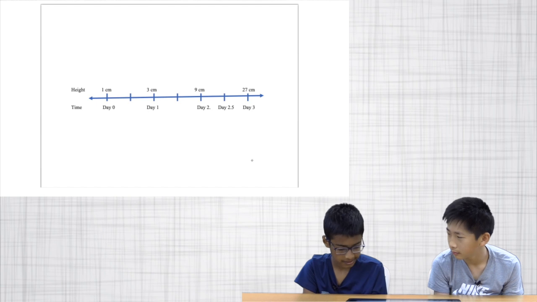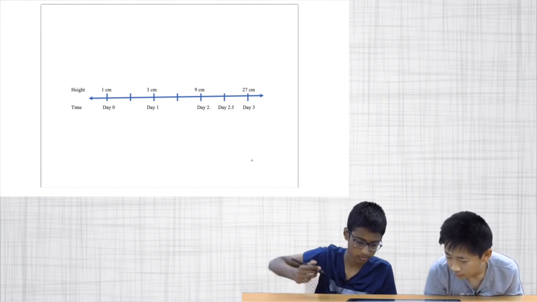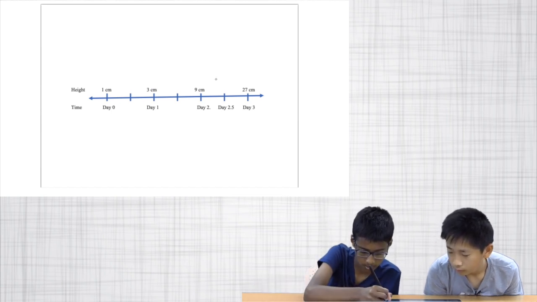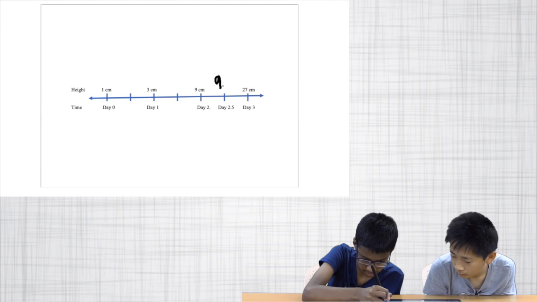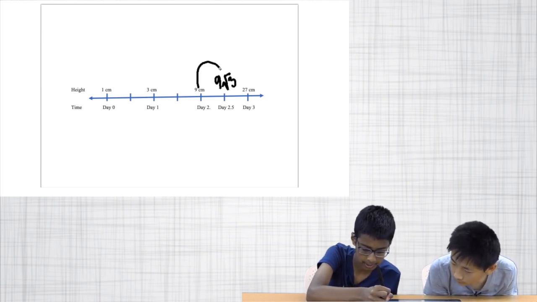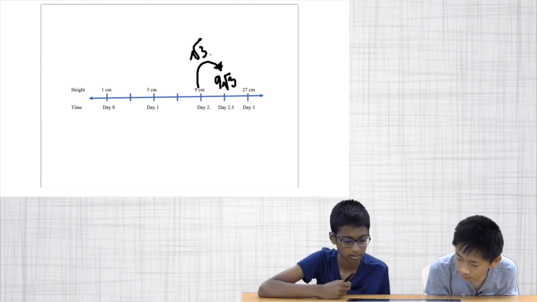So pick just one expression and show it with relationships on the timeline. So we can do 9 times the square root of 3. And this is 9 centimeters times the square root of 3 between each tick mark, with half a day. Okay.